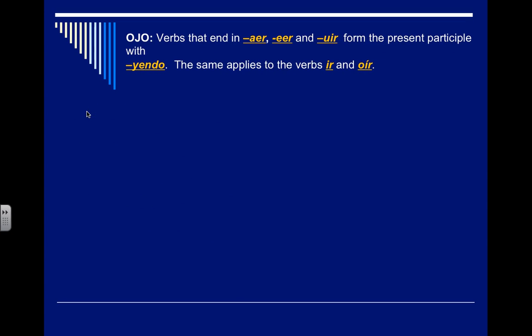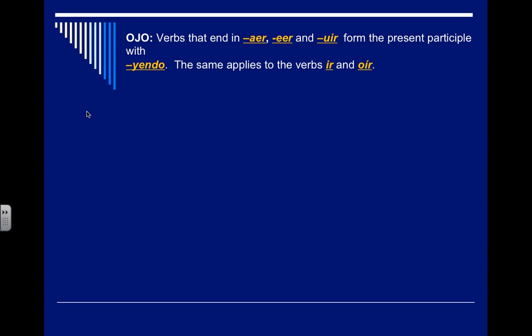Now, ojo. Ojo means look out. There are some verbos that end in A-E-R, like traer, or that have double E in the infinitive, like leer, and then UIR verbos, like huir. In the present participle, these verbos, note how it's an ER and IR ending verbo, so the I becomes a Y. So the ending to these verbs is going to be yendo, Y-E-N-D-O. And I have some examples for you.